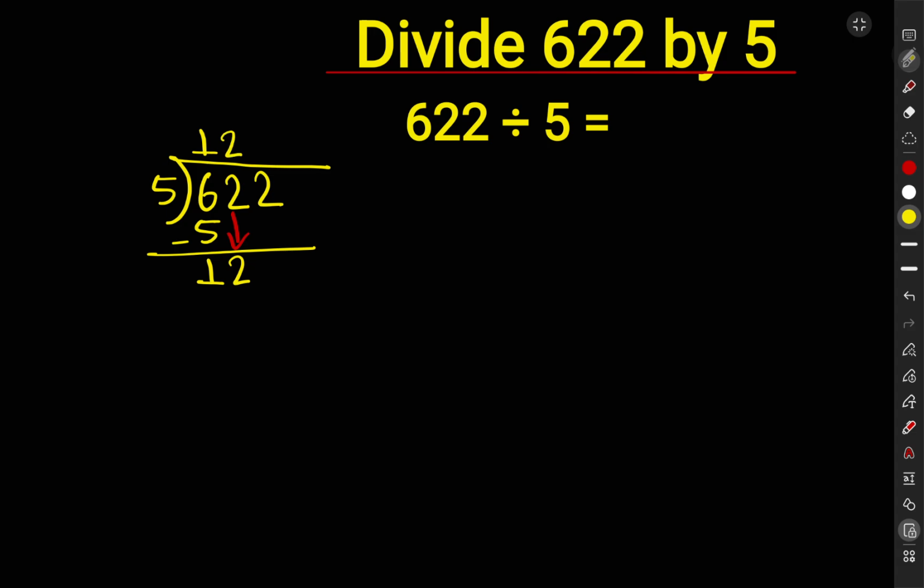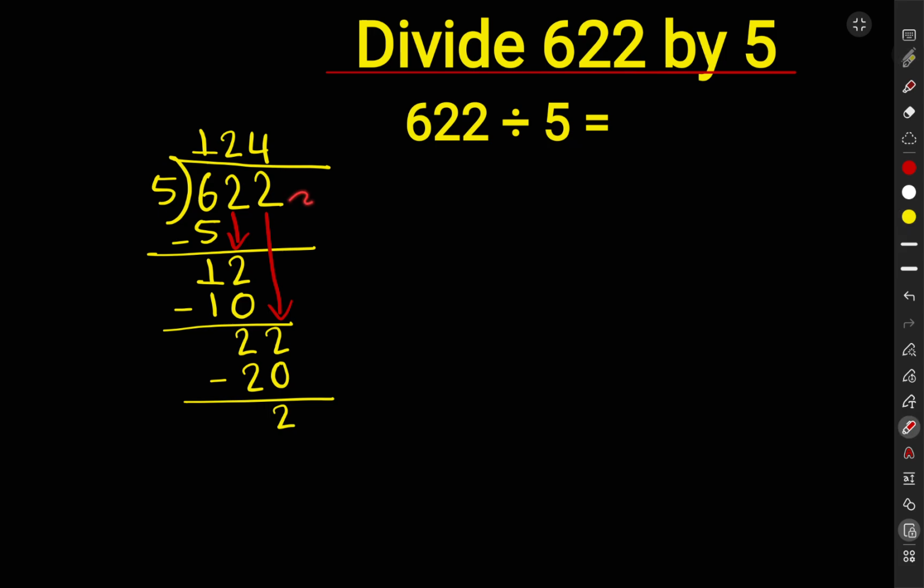5 times 2 is 10. On subtracting we get 2. So again we put down these 2 and it is 22. 5 times 4 is 20. On subtracting we get 2.